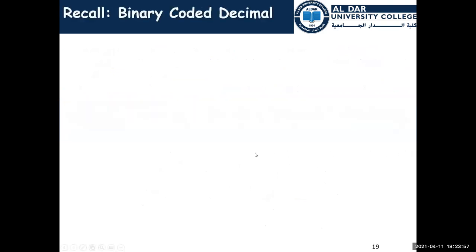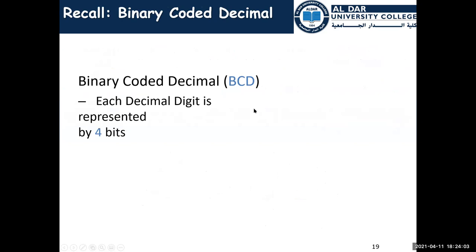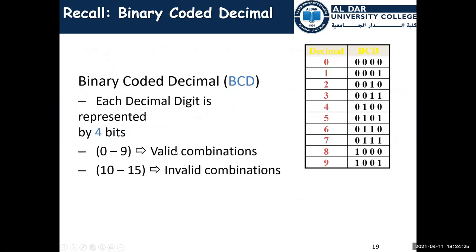Binary coded decimal. We recall it because we already studied it in previous subjects, but we have to remind each other of it. Each decimal digit is represented by 4 bits, 0 to 9. These are valid combinations, but 10, 11, 12, 13, 14, 15 are invalid combinations.